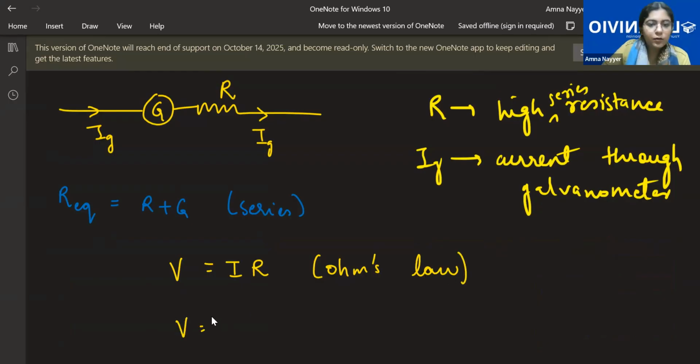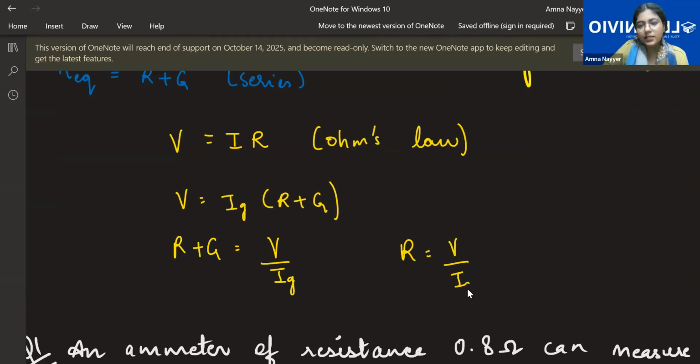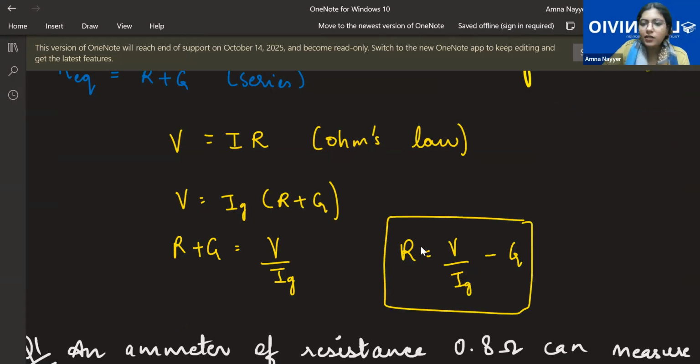So V is equal to current Ig times resistance. I'll be using the equivalent resistance, that is R plus G. So from here, R plus G is equal to V divided by Ig. So resistance is equal to V by Ig minus capital G. Now, Raneem, if you have the rest of the data, Ig, capital G, R, you will get the voltage.